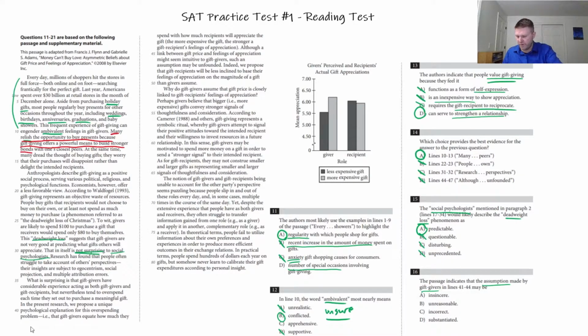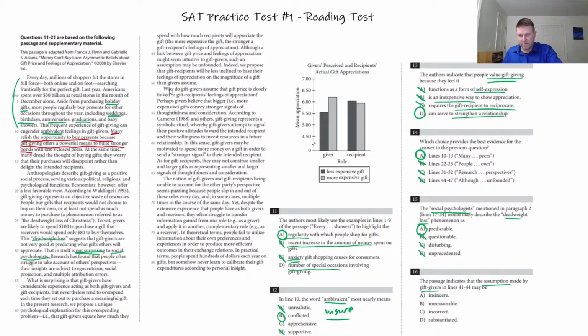So I'll show you what I mean here. 41 starts here: "The gift givers equate how much they spend with how much recipients will appreciate the gift. The more expensive the gift, the stronger a gift recipient's feelings of appreciation." Okay, so that's the assumption that the gift givers are making. And they move on to say that they're wrong, right?